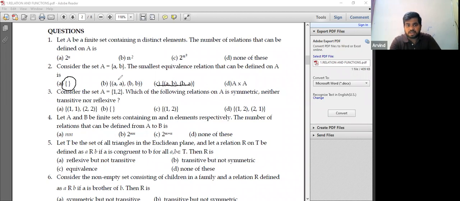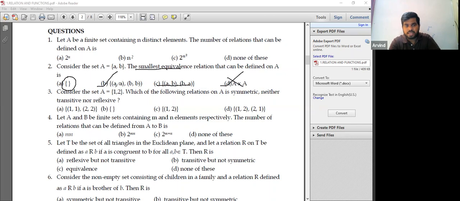We want the smallest, so this will be the smallest. A cross A is actually an equivalence relation. Remember, A cross A contains everything, the complete set. Therefore, it is an equivalence relation. But the question is the smallest equivalence relation. The smallest equivalence relation is this one. This is also an equivalence relation, but it is not the smallest.